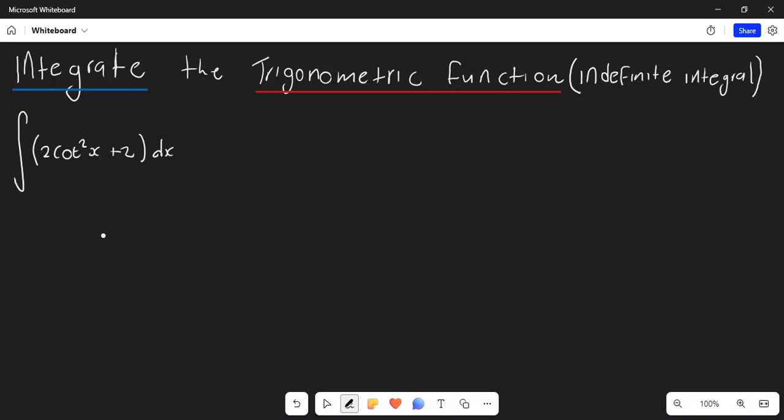Today on this video we'll be trying to find the integral of the following function here. Now if you think you can do this problem, you can pause and do the problem, and let's see if your answer is going to be the same as the answer that I'm going to get at the end of this video.